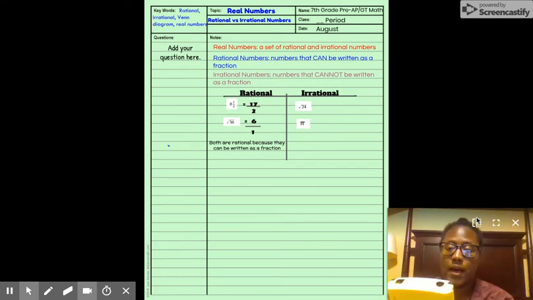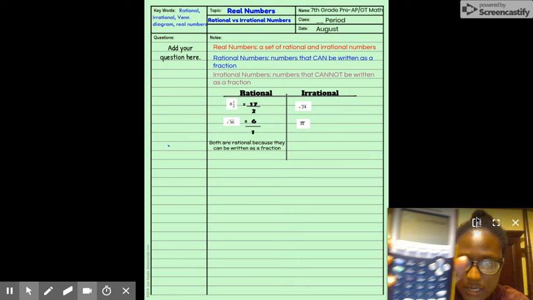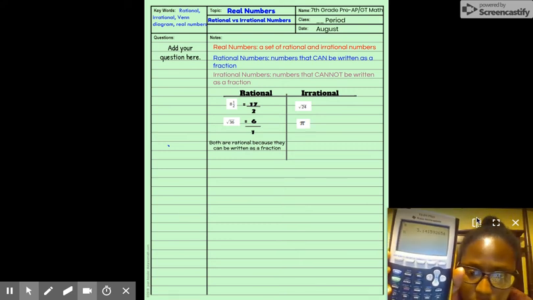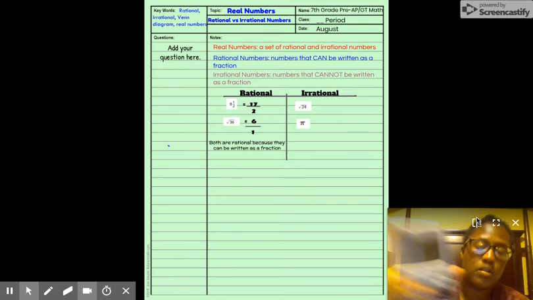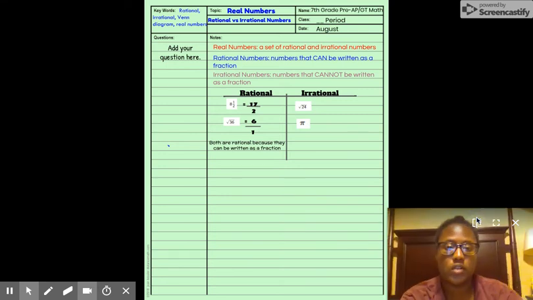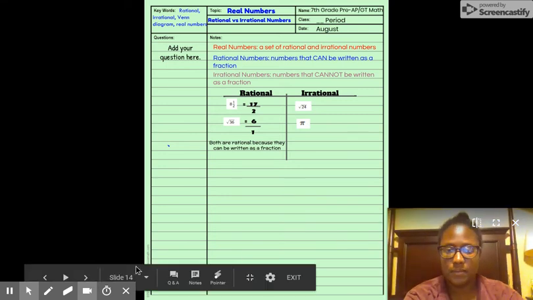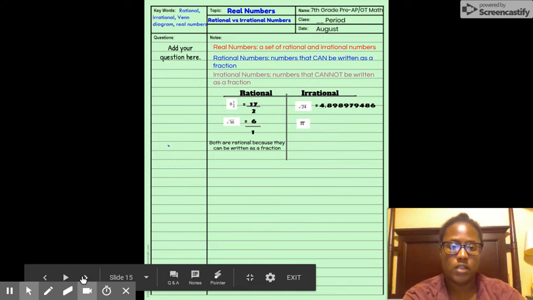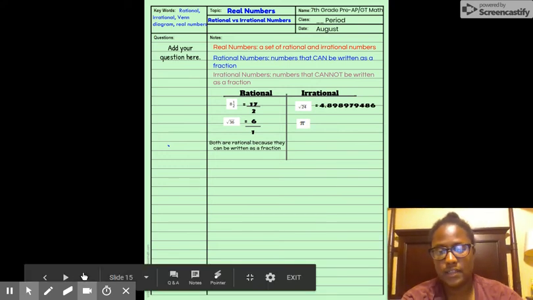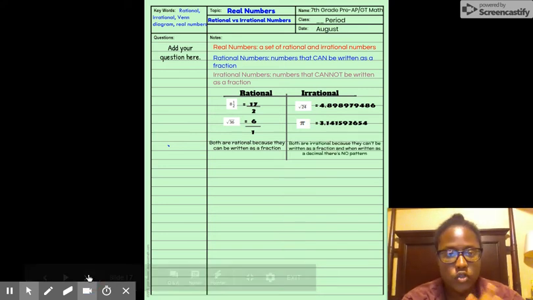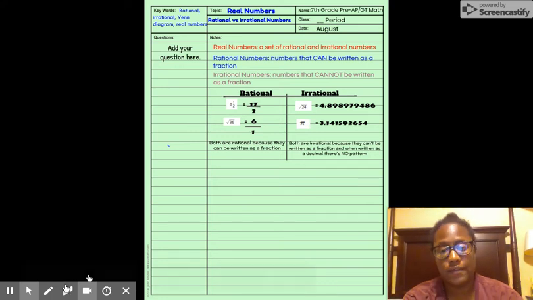And then we already talked about pi. Again, if you look at the pattern, it's 3.141592654. There's absolutely no pattern. So that won't be able to be written as a fraction either. All right, so we have the numbers here, 4.898979486. Again, there's no pattern. That's pi when you turn it in. Both are irrational because they can't be written as fractions. And when written as a decimal, there's no pattern. So it has to have a pattern to be rational.